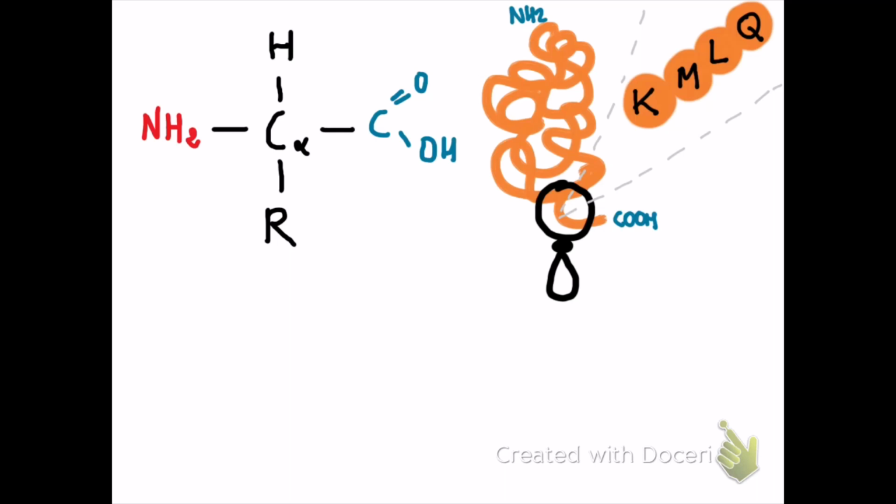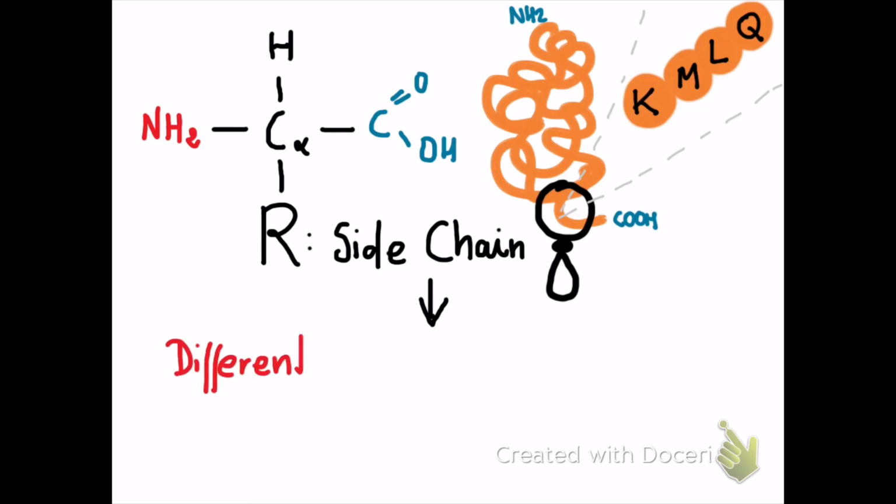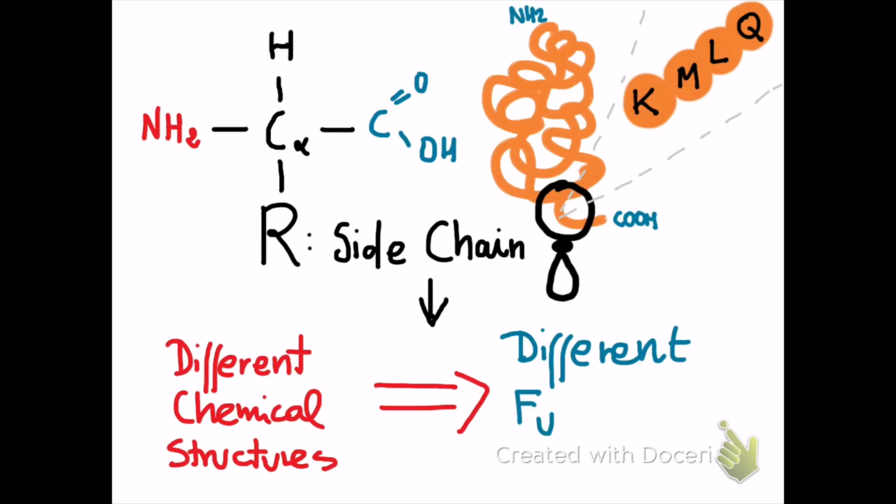This structure is common to all amino acids, but they differ in the so-called residue or side chain. This side chain is different for each amino acid. This different side chain confers different chemical characteristics to each amino acid, producing differences in their function in protein.